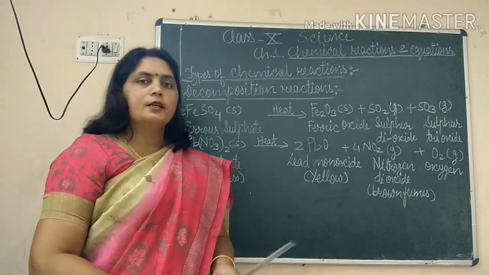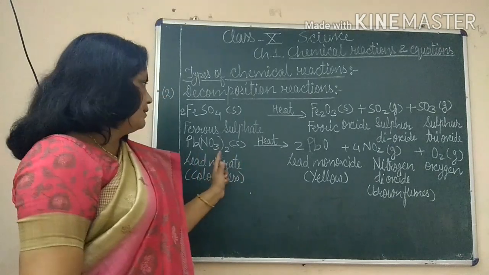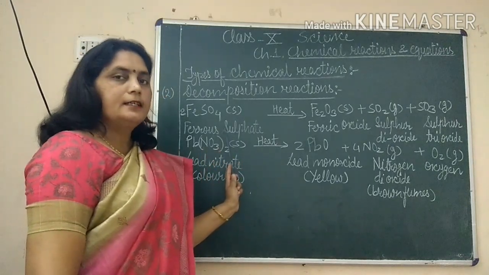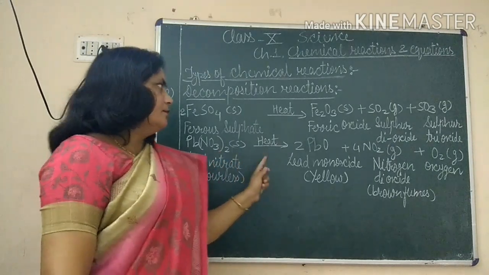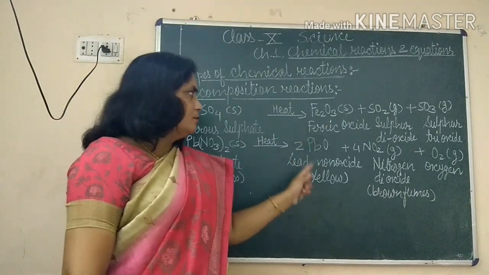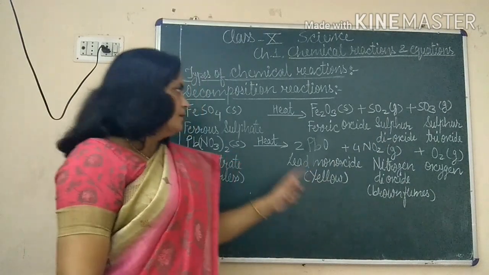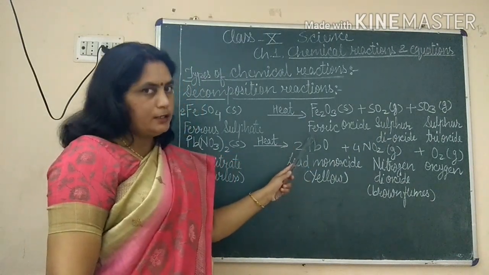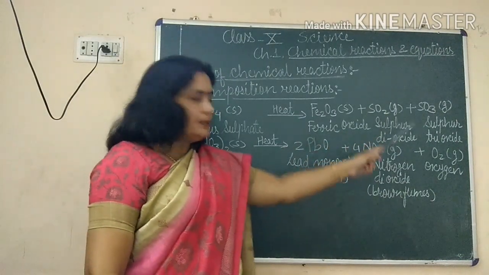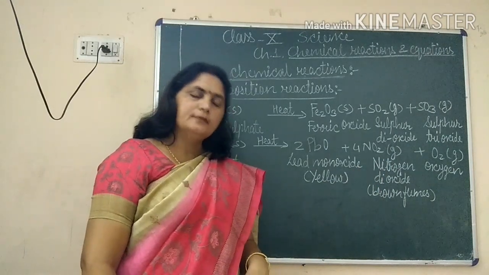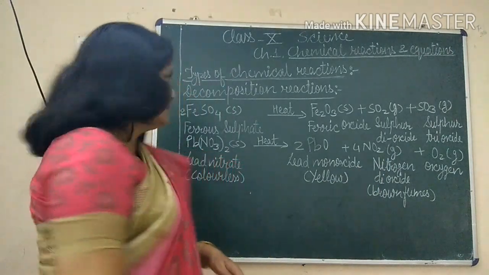At the end, we were talking about ferrous sulfate. Ferrous sulfate is a green crystalline solid which on heating breaks into ferric oxide, sulfur dioxide and sulfur trioxide. Ferric oxide is a brown colored solid. Sulfur dioxide and sulfur trioxide are two gases which have a smell of burning sulfur.